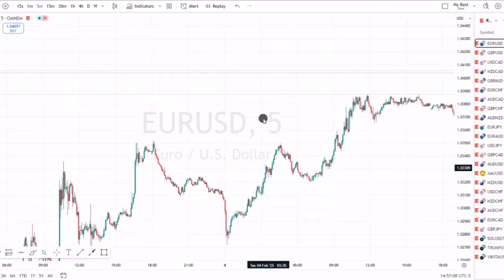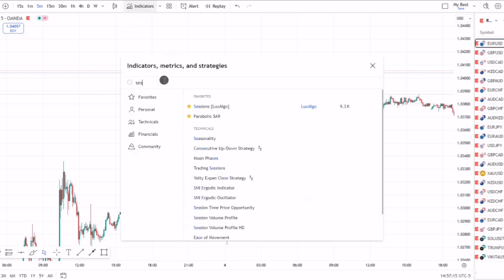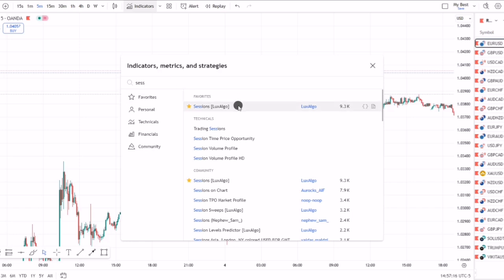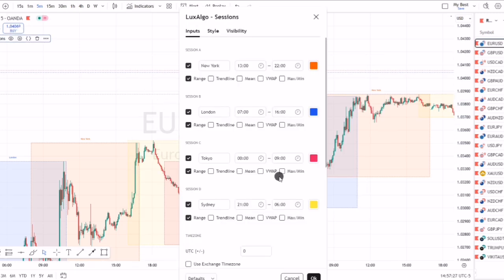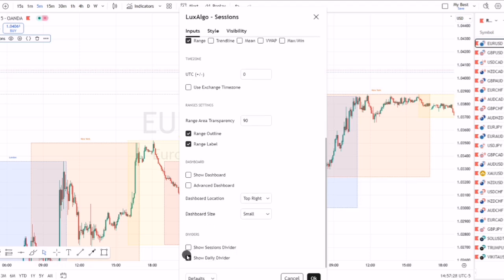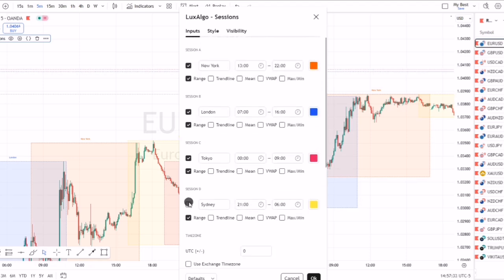All you do, I'm on TradingView, free version. You go to indicators, you type sessions. You select this one, sessions by Lux Algo. You just click. After clicking, you can close this window. You're going to have this. Okay, you go to the settings of the indicator, you scroll to the bottom, remove daily divider, and then you remove the sessions you don't need.